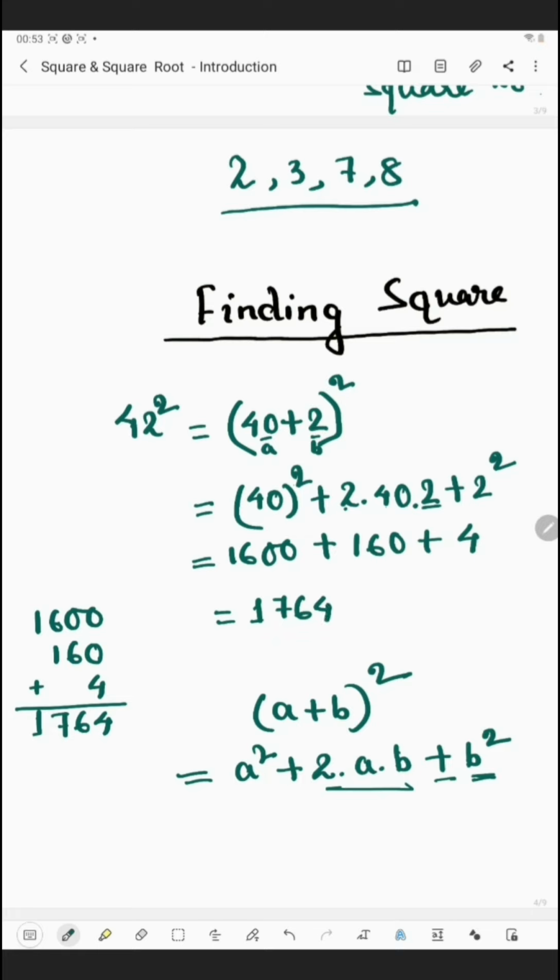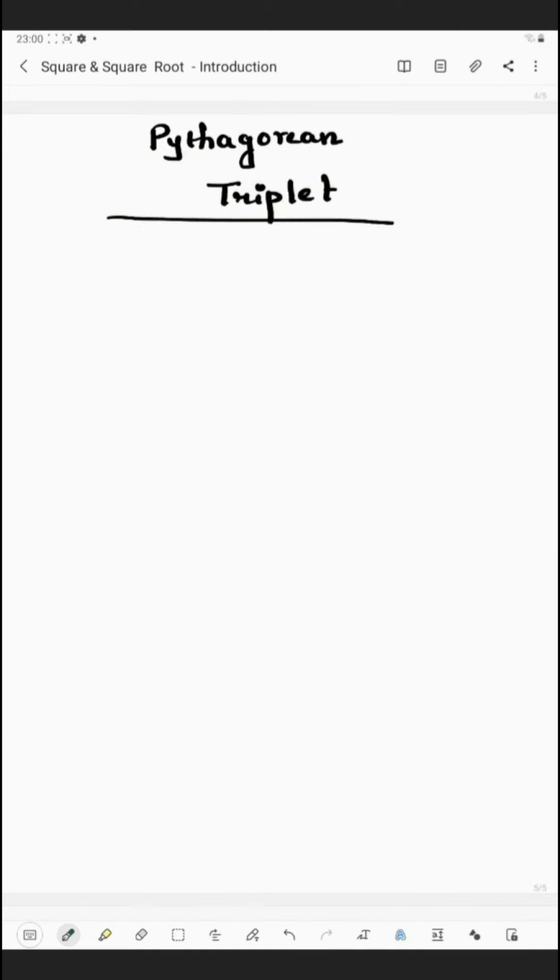So in this way we can find the square of any number. At first we expand the number, then we write it using the (a + b) whole square identity, and according to that we find the square of that number. Okay. Now our next topic is Pythagorean triplet. Suppose this is our right angle triangle.